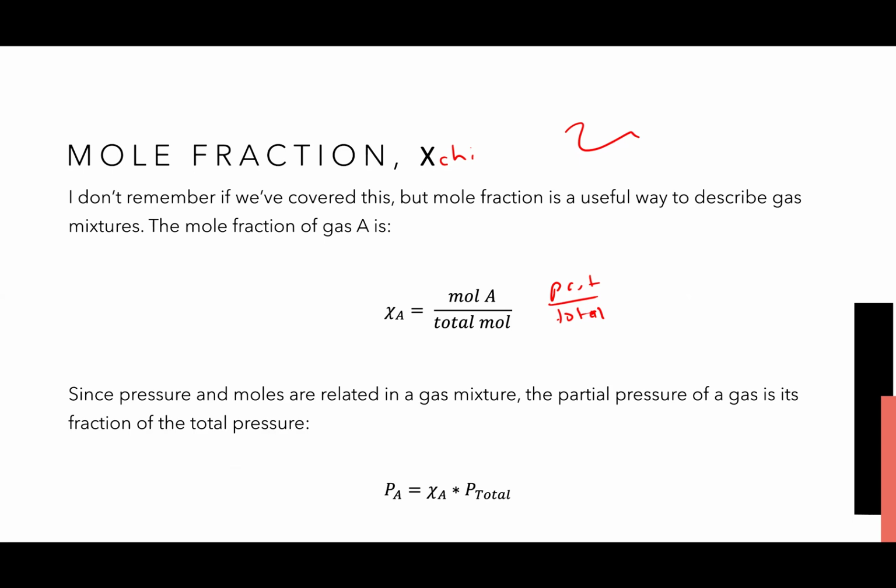Now, since our pressure and our moles are related in a gas mixture, the partial pressure of a gas is its fraction of the total pressure. The partial pressure of gas A is the mole fraction of gas A times the total pressure of the gases, assuming everything has the same temperature and same volume, which is a very safe assumption because they're going to be mixed in the same container.